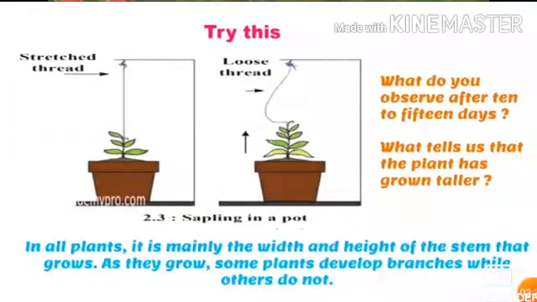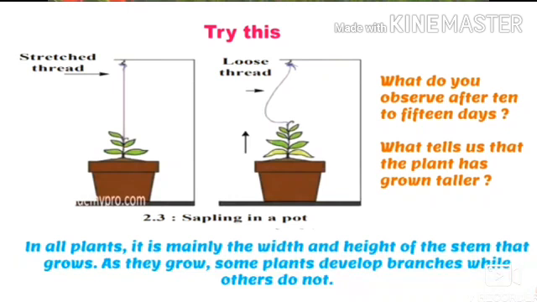Now see, here one activity is there. At home you can try it. Take one small plant, a sapling. Tie the tip of that sapling with thread, and tie the other end of the thread to a nail on the wall, as shown in the picture. But that thread must be in a stretched position. After 8 to 10 days you have to watch what changes happen.